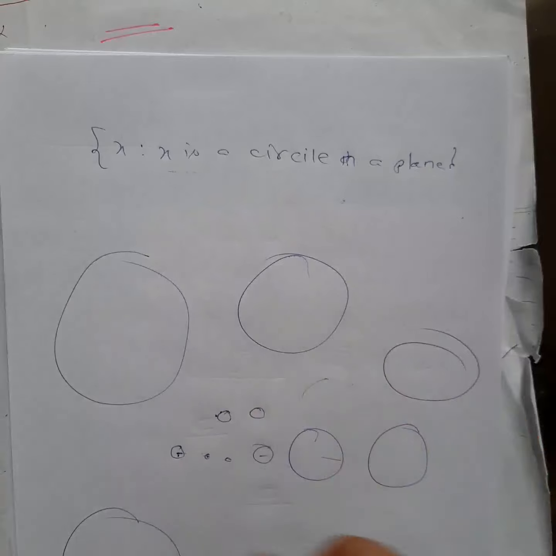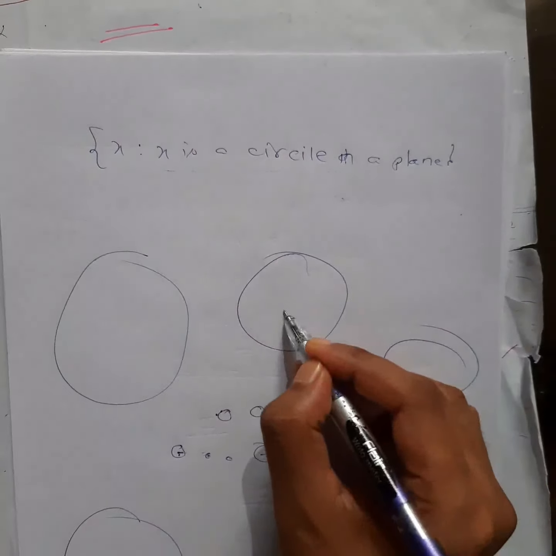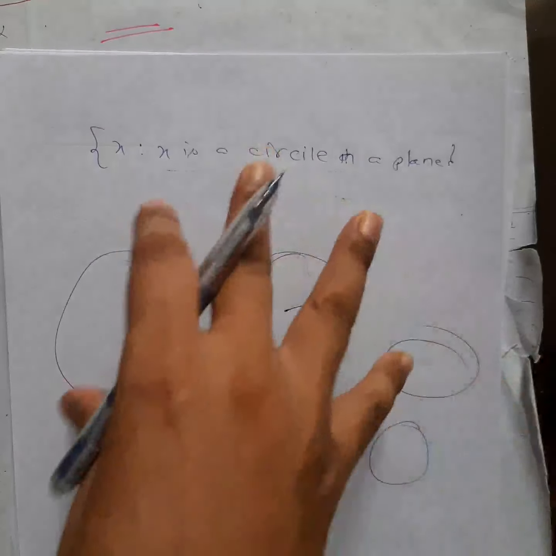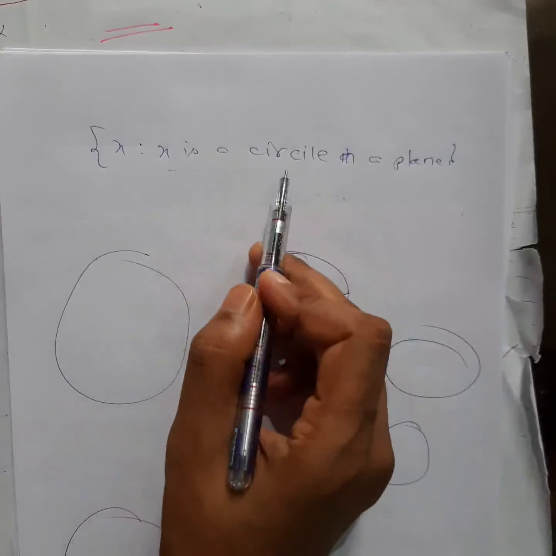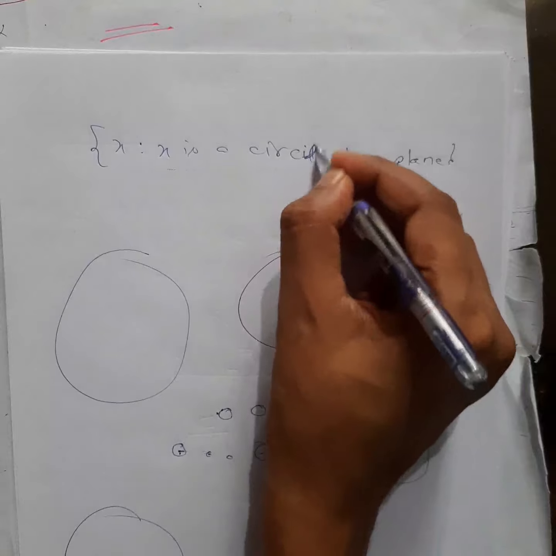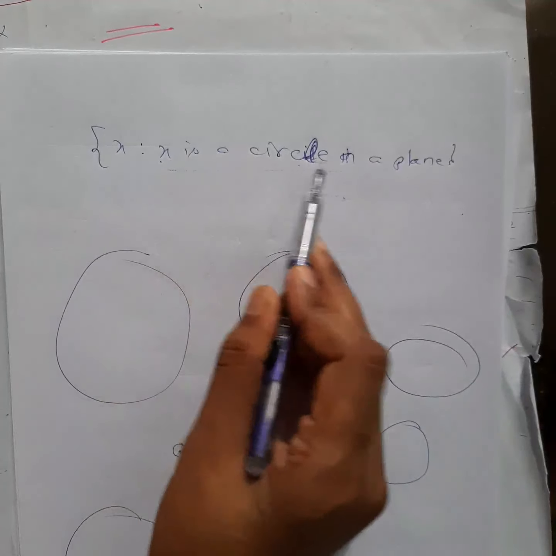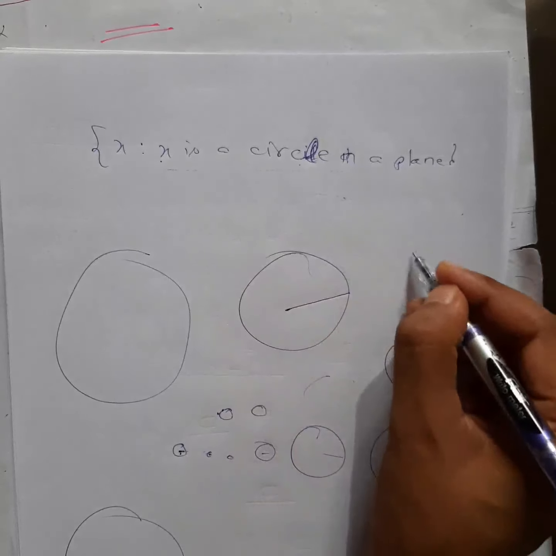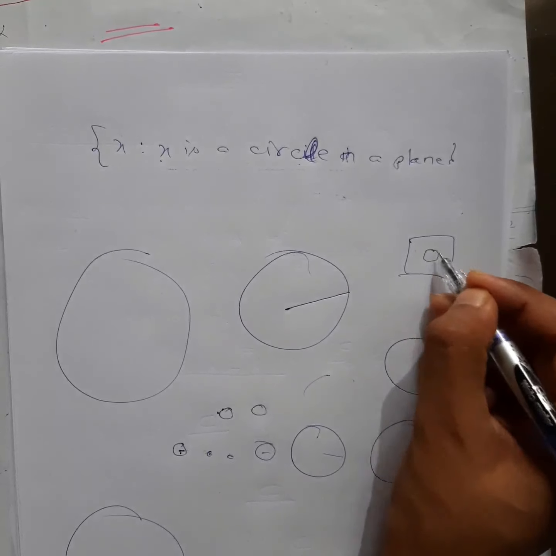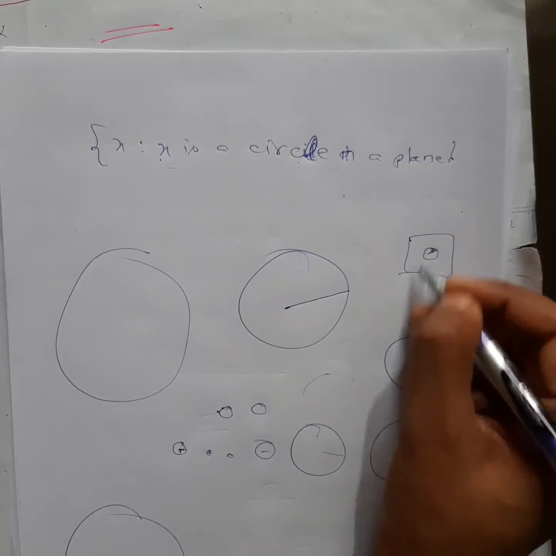When they say X is a circle in a plane, I will consider all kinds of circle, whatever the radius might be, it will be available in that plane, because they didn't mention the radius here. If they had said X is a circle of radius 3 centimeter, then I would have considered in a plane only radius 3 circles.